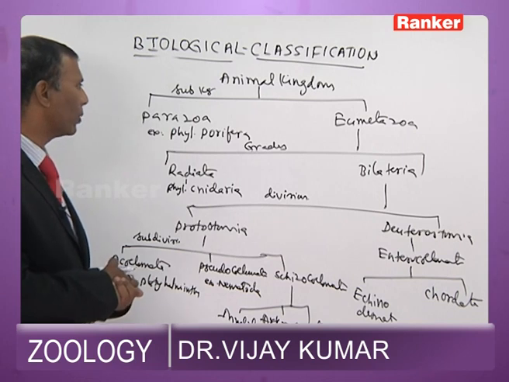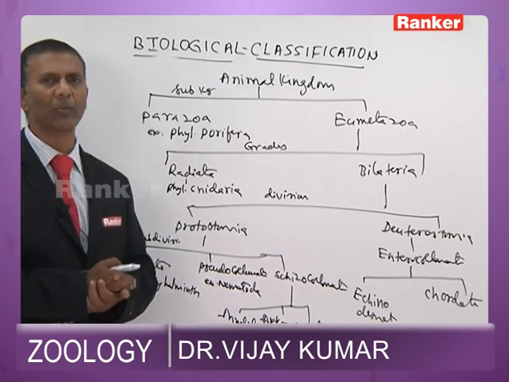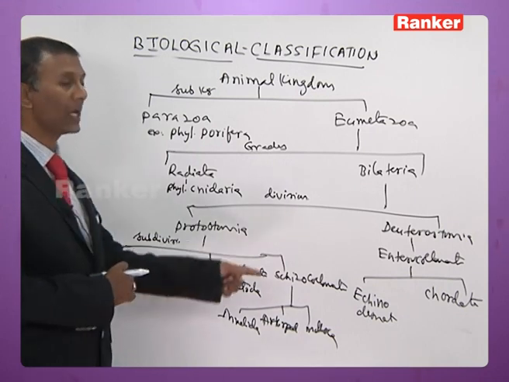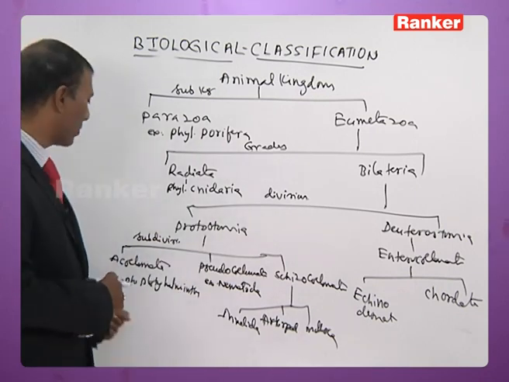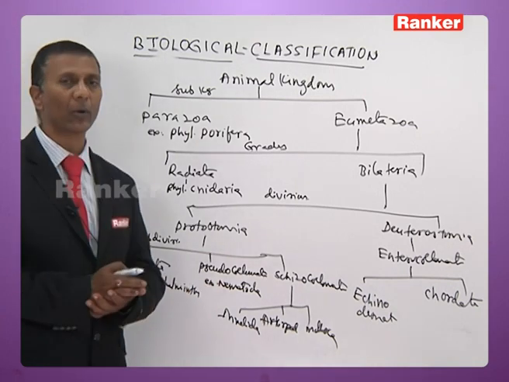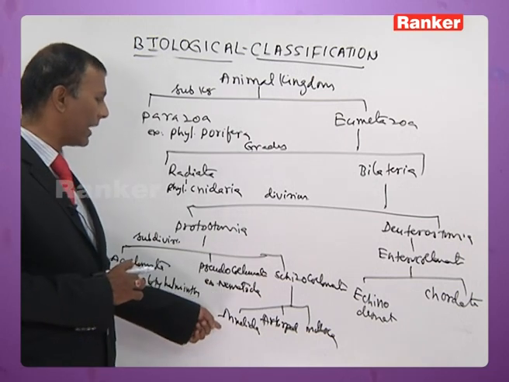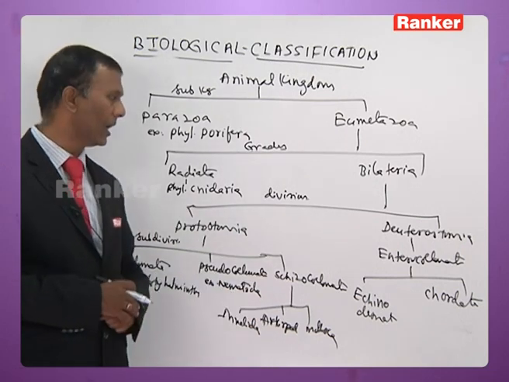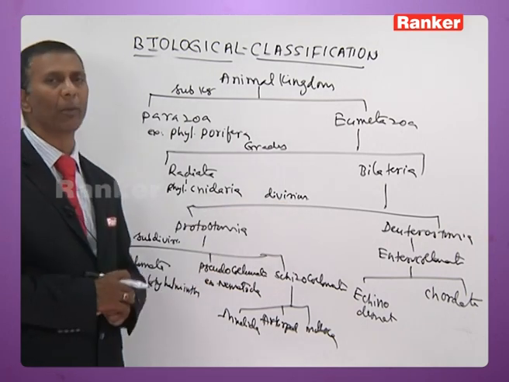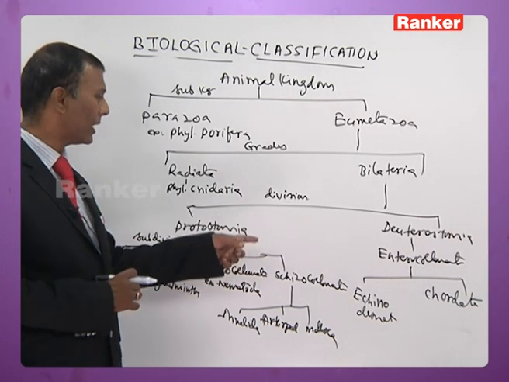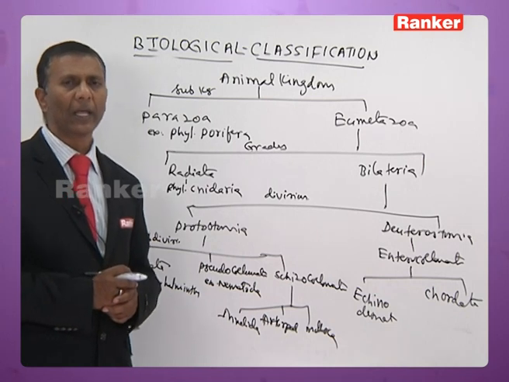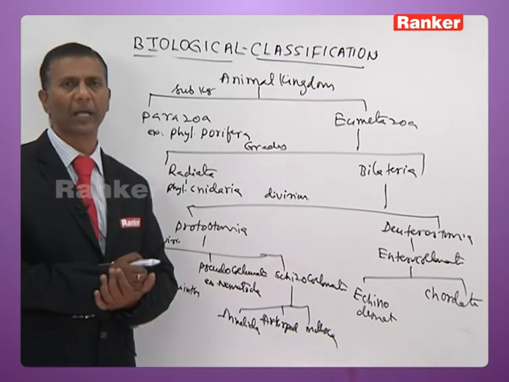Bilateria is again divided into divisions, Protostomia and Deuterostomia. Protostomia is divided into subdivisions Acoelomata, Pseudocoelomata, Schizocoelomata. Acoelomata you have an example phylum Platyhelminthes. Pseudocoelomata you have an example Nematoda. Schizocoelomata there are 3 phyla, Annelida, Arthropoda and Mollusca. And under Deuterostomia there is a single subdivision Enterocoelomata. Enterocoelomata includes Echinodermata, Hemichordata and Chordata here.